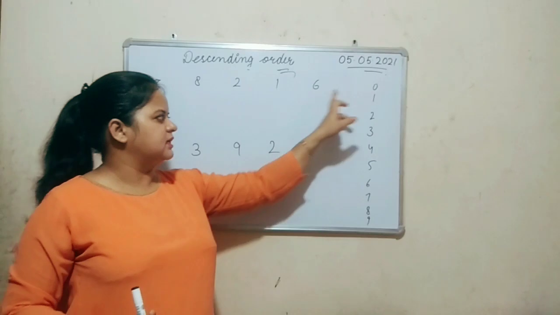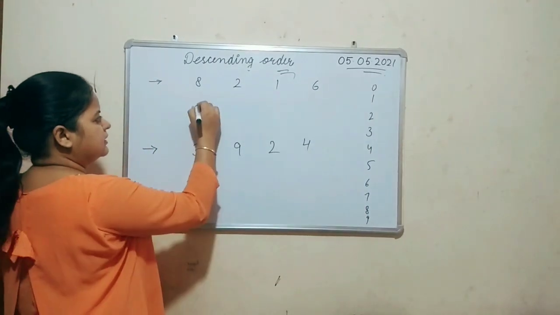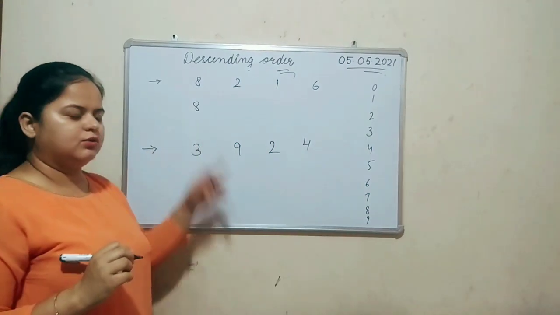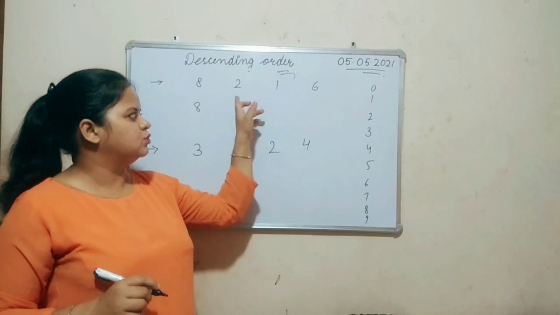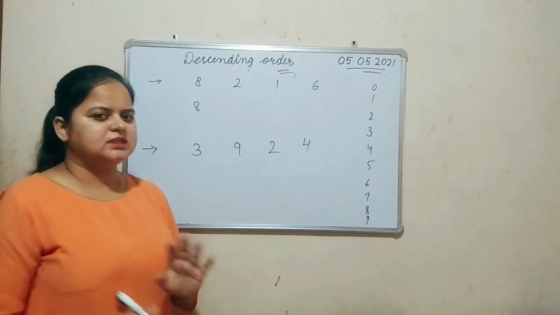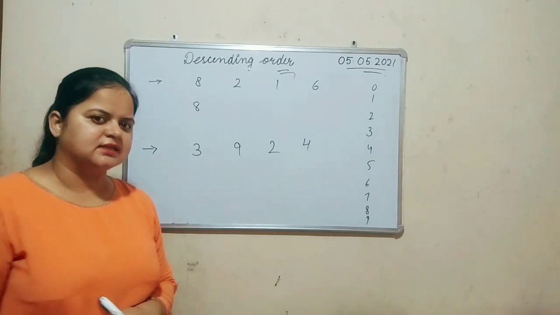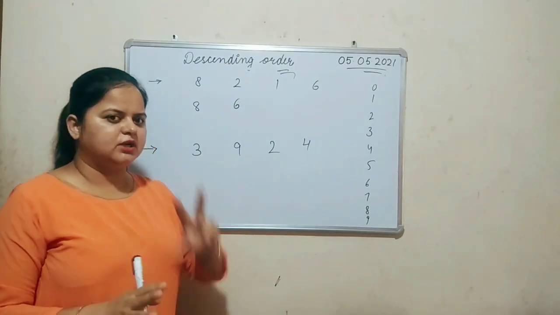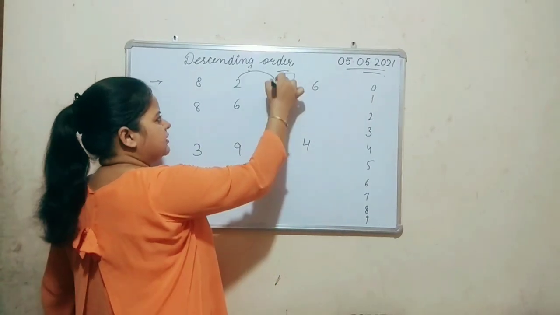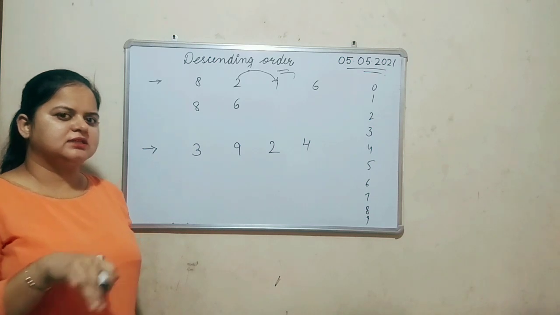8, 2, 1, 6. 8 is the greatest number. So first of all we will write 8. Now we have 3 numbers: 2, 1 and 6. Which is the greater one? 2, 1 and 6. 6 is greater. Now we have only two numbers, 2 and 1. Which is greater and which is smaller?